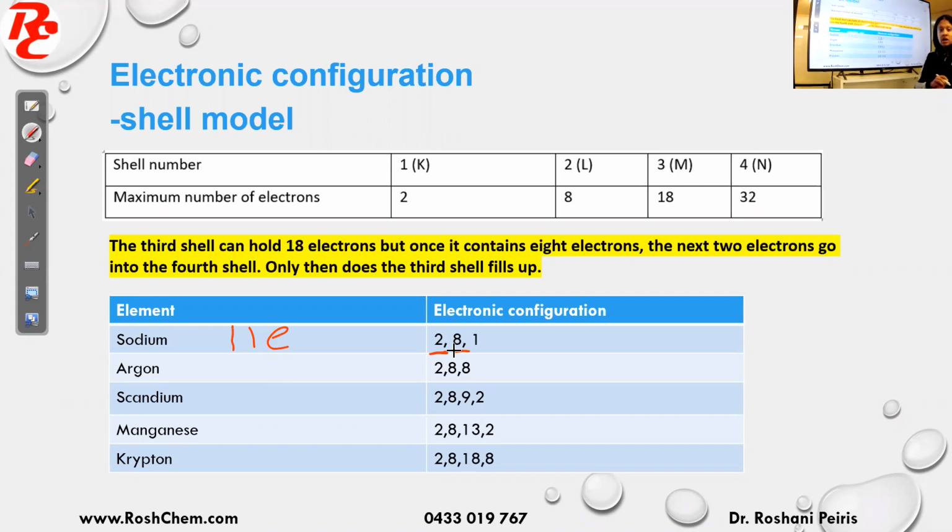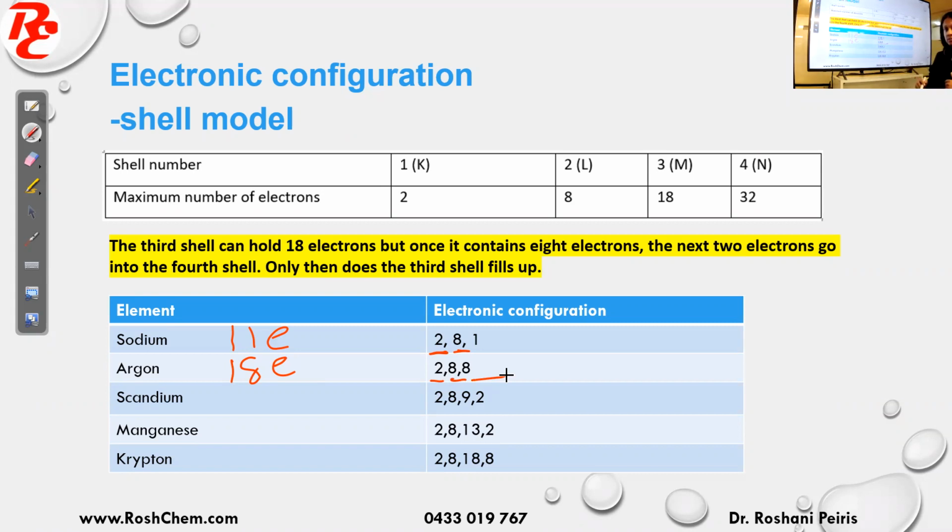Okay, now we'll take argon. Argon has atomic number 18, which means 18 protons and 18 electrons. So how do you arrange 18 electrons in energy levels? I put 2 into the first energy level and then 8 into the next one. The third one will also have 8 to make it 18.